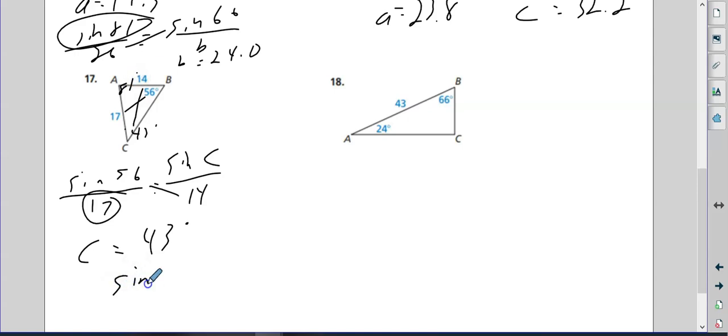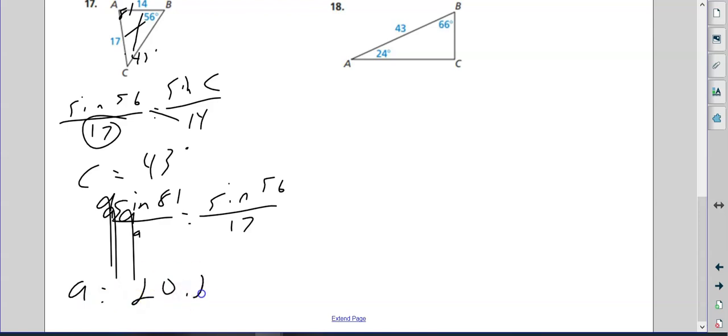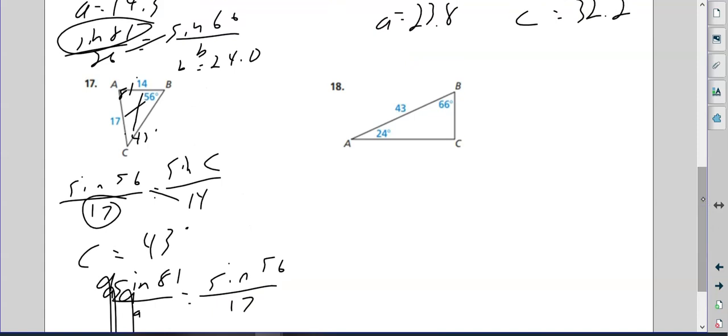And then we just say sine of 81 over A is equal to that same sine of 56 over 17. Cross multiply and divide. A equals 20.2. More of the same. 66 plus 24, that means this is a right angle. That's 90. Okay?